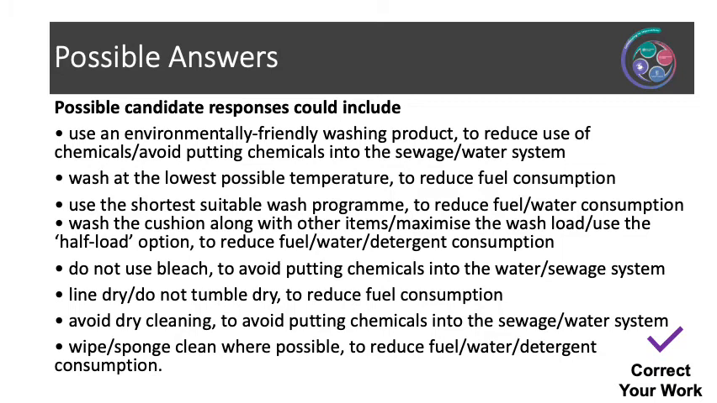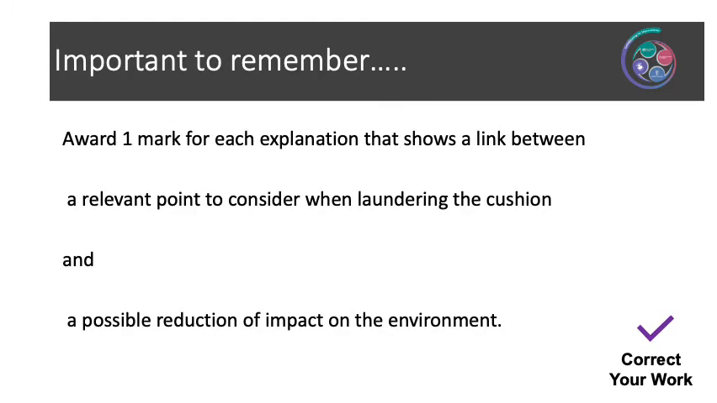Do not bleach, to avoid putting chemicals into the water sewage system. Do not line dry or do not tumble dry, to reduce fuel consumption. Avoid dry cleaning, to avoid putting chemicals into the sewage or the water system. Wipe or sponge clean where possible, to reduce fuel, water, detergent consumption. All of these are good explanations, provided that you have put them into context with the question. So remember, you will get 1 mark for each explanation that has a link. So it's a relevant point to consider when laundering the cushion and a possible reduction of its impact on the environment, such as reducing energy or reducing water usage.